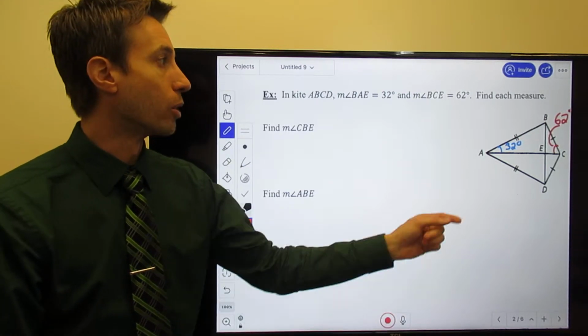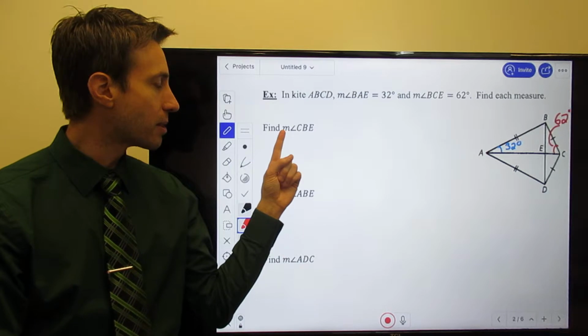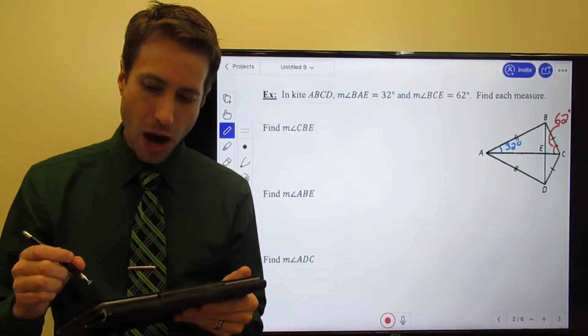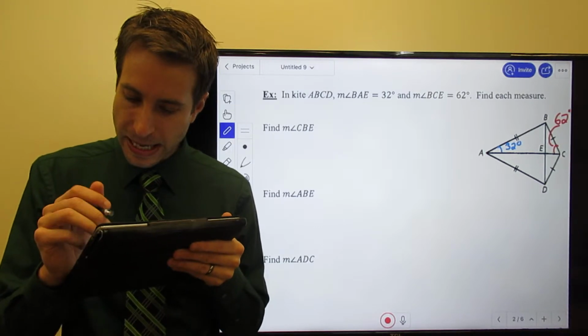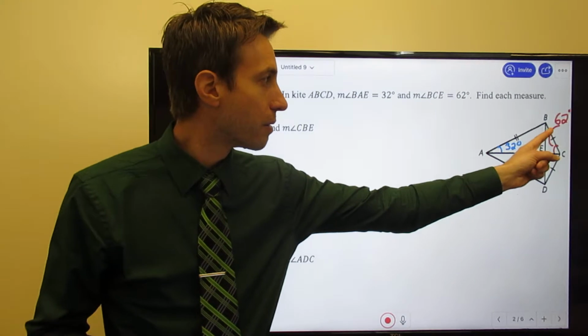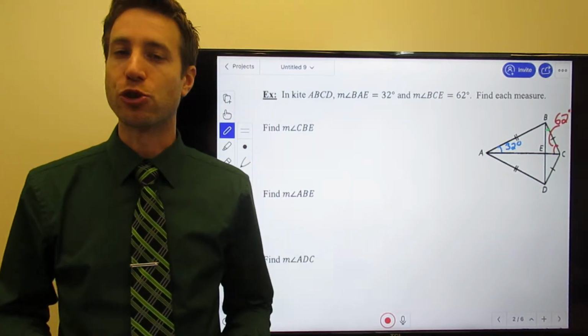Okay, great. Here's what I want you to do. I want you to find each measure, starting with the measure of CBE. I'll do that one in green. CBE is this guy right there. We need to find the measure of that angle. Not too terribly tricky to do.